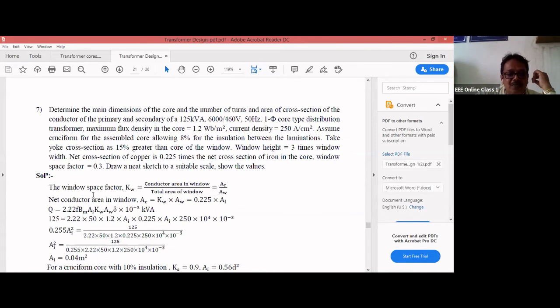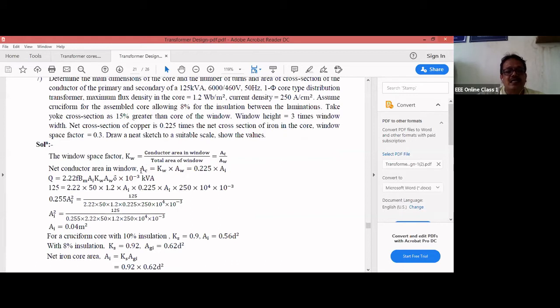So I can use this formula. The window space factor KW is nothing but conductor area in the window divided by total area of the window, AC by AW. So net conductor area in the window AC is equal to KW into AW, which is equal to 0.225 into AI. What is given is 0.22 times the net cross section of the iron in the core. So this is nothing but your conductor area, AC, 0.225 AI.